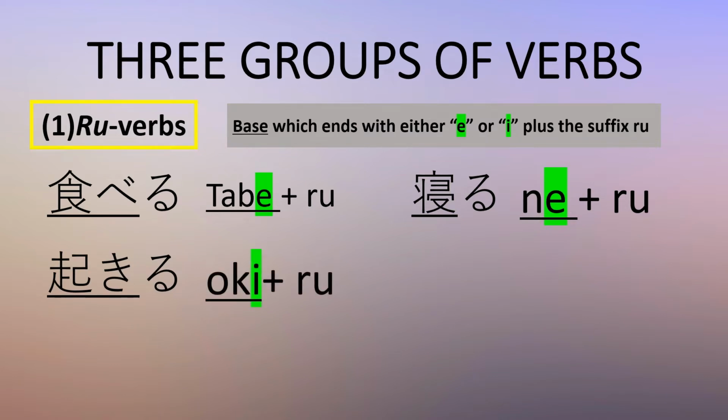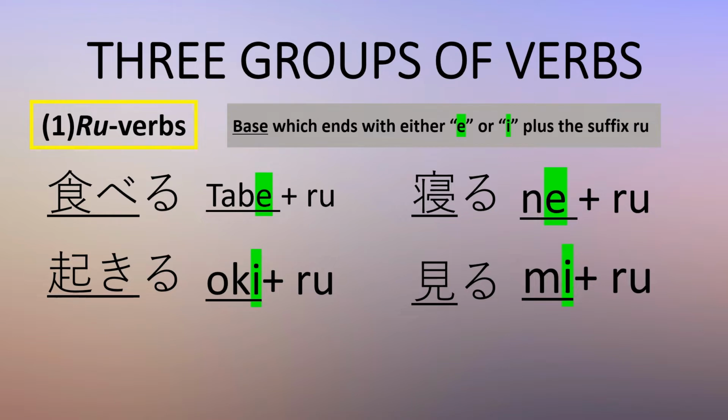With okiru, it's the same. The base is oki, and the base ends with the letter I, so it is a Ru-verb, base plus ru. To get up, okiru. Next, we have miru, to see. Here the base is mi, and it ends with the letter I. Miru, to see.